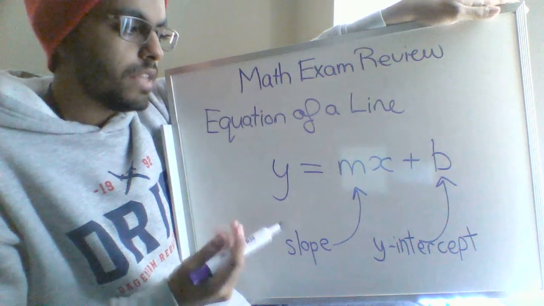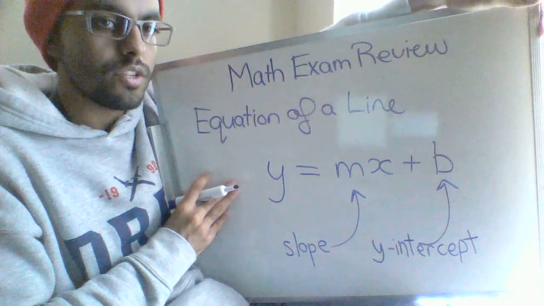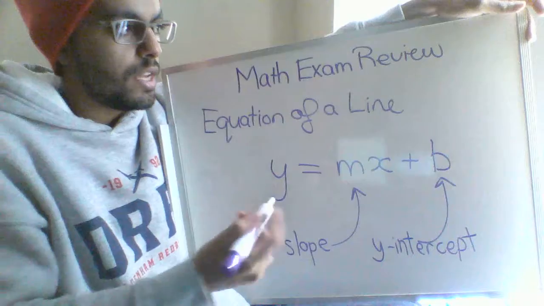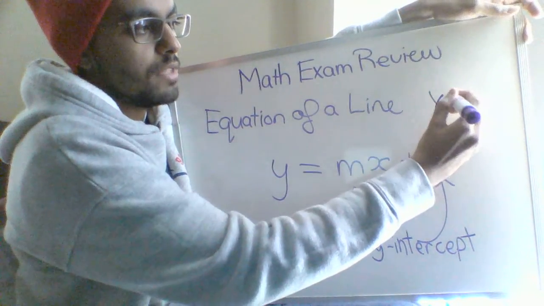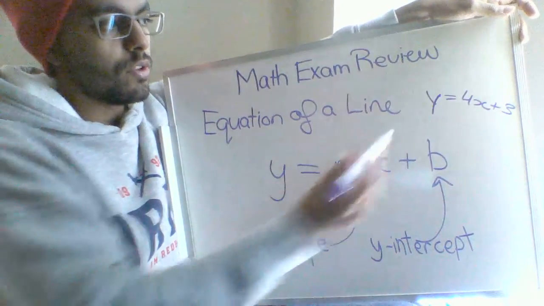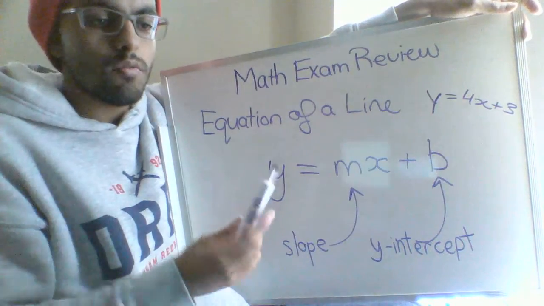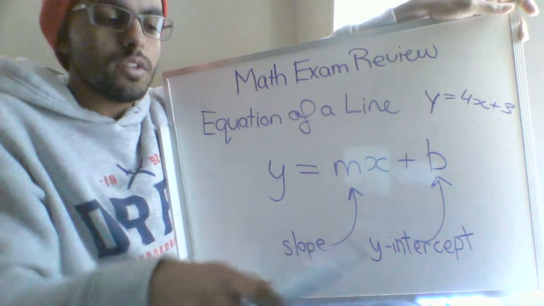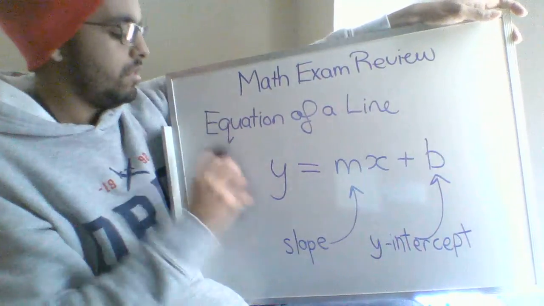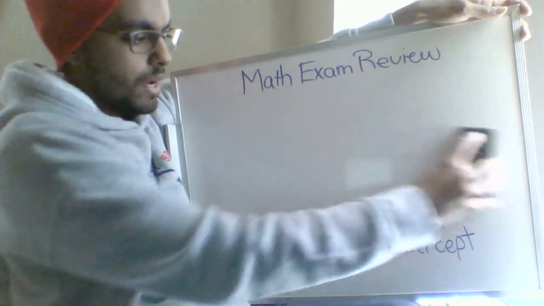These are two letters that we use in this equation of a line. This is the general form of the equation of a line, but we will replace m and b with numbers in an actual question. So your question might read something like y equals 4x plus 3. So you'll notice that the y is still there and the x is still there, but m and b have been replaced by numbers. Alright, so what are m and b? What is the slope of a line? So let's remind ourselves of that.